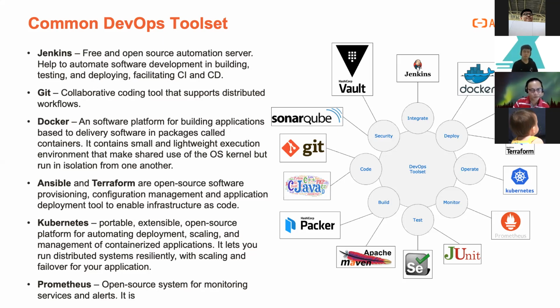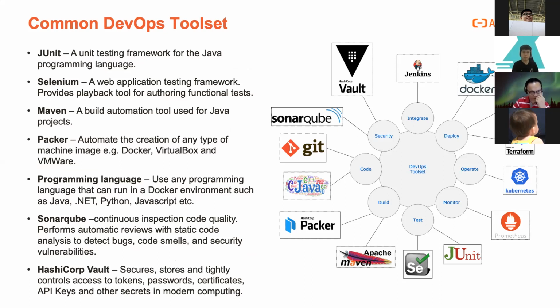Then Prometheus is just a monitoring tool that is used alongside Kubernetes. JUnit is your unit testing framework. You want to test your code, so you use JUnit for Java and other unit frameworks for other languages and so on. And then Selenium is the web testing framework. It automates your clicks and typing and so on, simulating a human. Then Maven is the Java build tool that will help you build a Java project. And Packer, I will just skip.